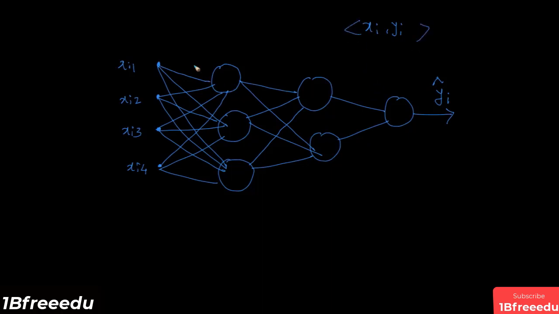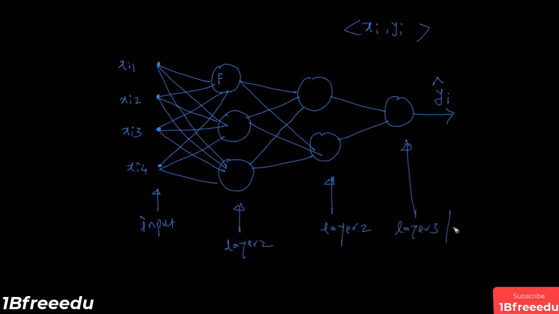So now let's represent the function here. This layer is called the input layer. This is layer 1. This is layer 2. And this is layer 3, or the output layer. This is also the output layer, from where we are getting the output.